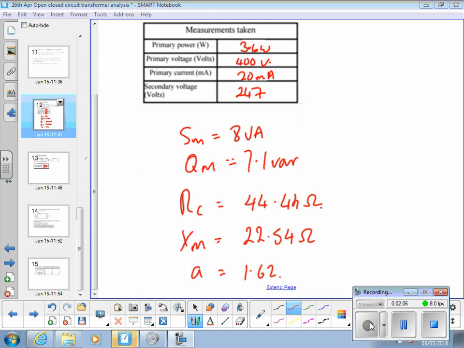Sorry? K ohms, yeah. Let's make this one look a little bit more like K ohms as well. Yeah, so there are the results from that.